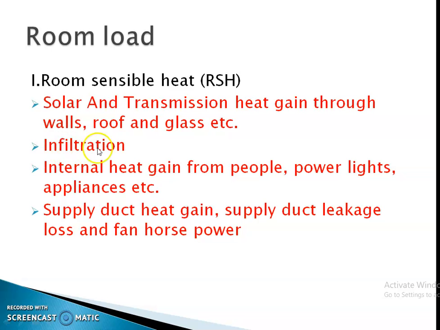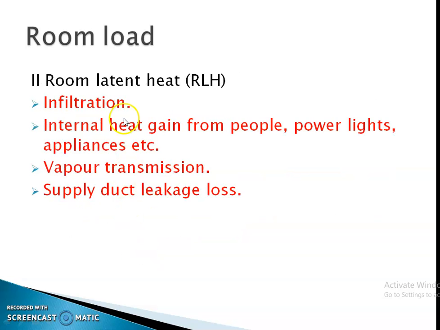After that, infiltration, whether through an air medium or water medium, into the room. Internal heat gain from people, power, lights and appliances, etc. Supply duct heat gain, supply duct leakages, losses, and fan horsepower. The next condition is room latent heat: infiltration, internal heat gain from people, power, lights and appliances, etc., vapor transmission, and supply duct leakages, losses.